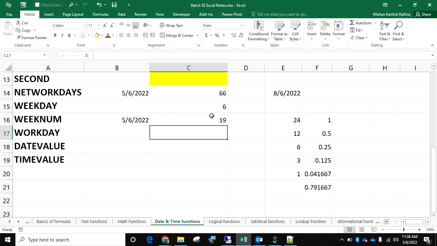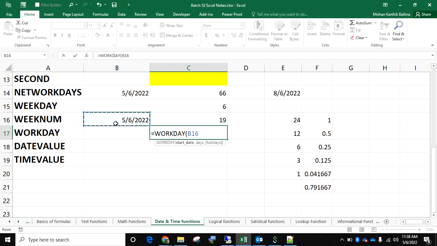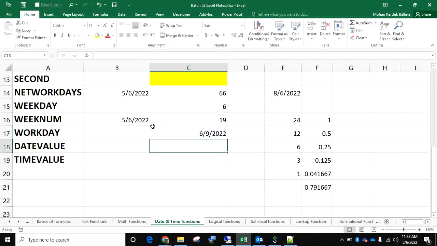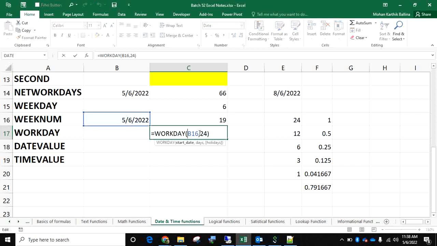Next, work day. So this is my working start day. It will take 24 days to complete. What would be the answer? 6/9/2022. So it removes, it counts only working days.